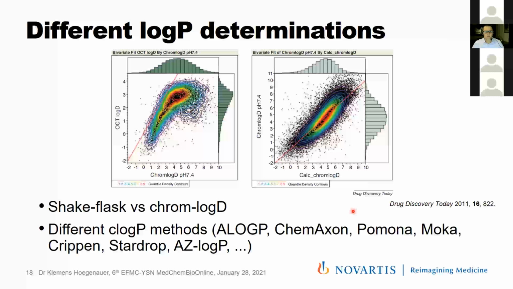There are different ways to determine the logD or logP. One of them you saw on the slide before, which is called the shake flask method. Basically, you measure the concentration in those two liquids. There's also the chromatography determined logD, which was developed by scientists at GlaxoSmithKline.